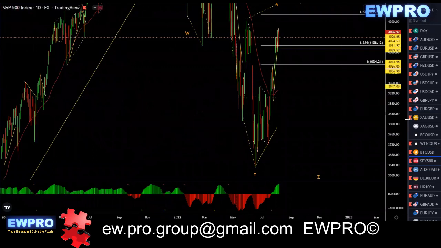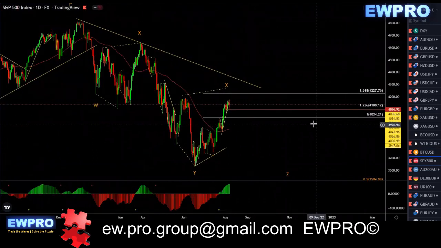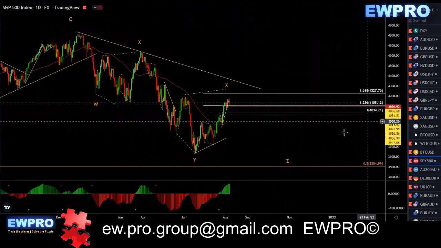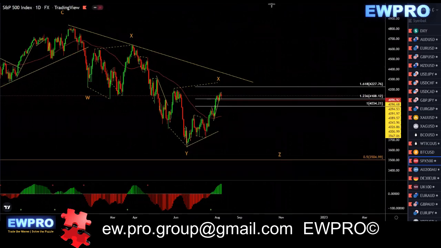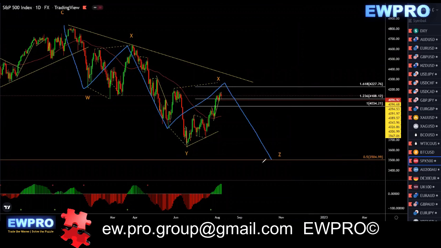S&P 500. So we're looking at that WXY, X2, and a Z down. Here we're looking at, like I've mentioned, I don't really like it as this is a B wave, but I'm looking at A, B, and a C up before we get the Z down.